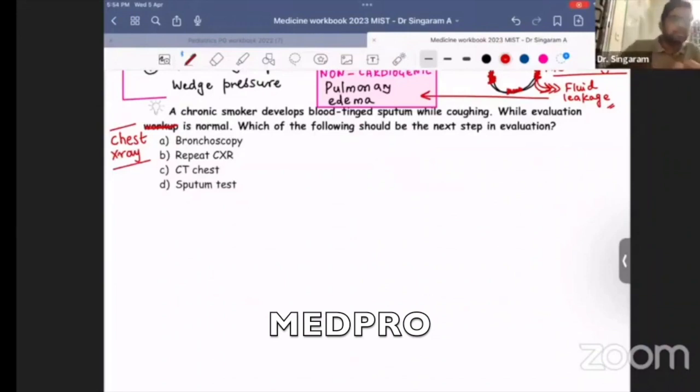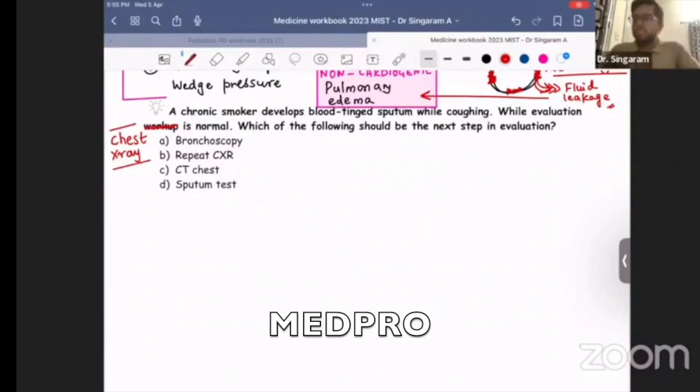Any comments? I think in the app, I'm not able to see this. It is just scrolling only. Just a minute. Yes, any comments, anybody? CT chest. Some of you are saying CT chest. Some of you are saying, okay, bronchoscopy. What should be the answer?